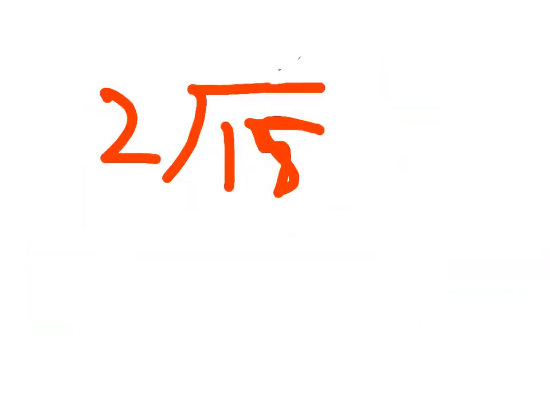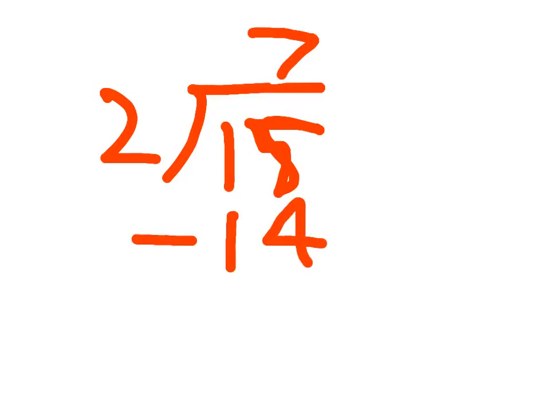Now when we do that problem in the standard algorithm, 15 divided by 2. So we know we can't put 2 in 1, so we have to skip that and see how many 2's we can put in 15. The maximum we can put is 7. And then we'll have 14, subtract, we'll have 1 left over.